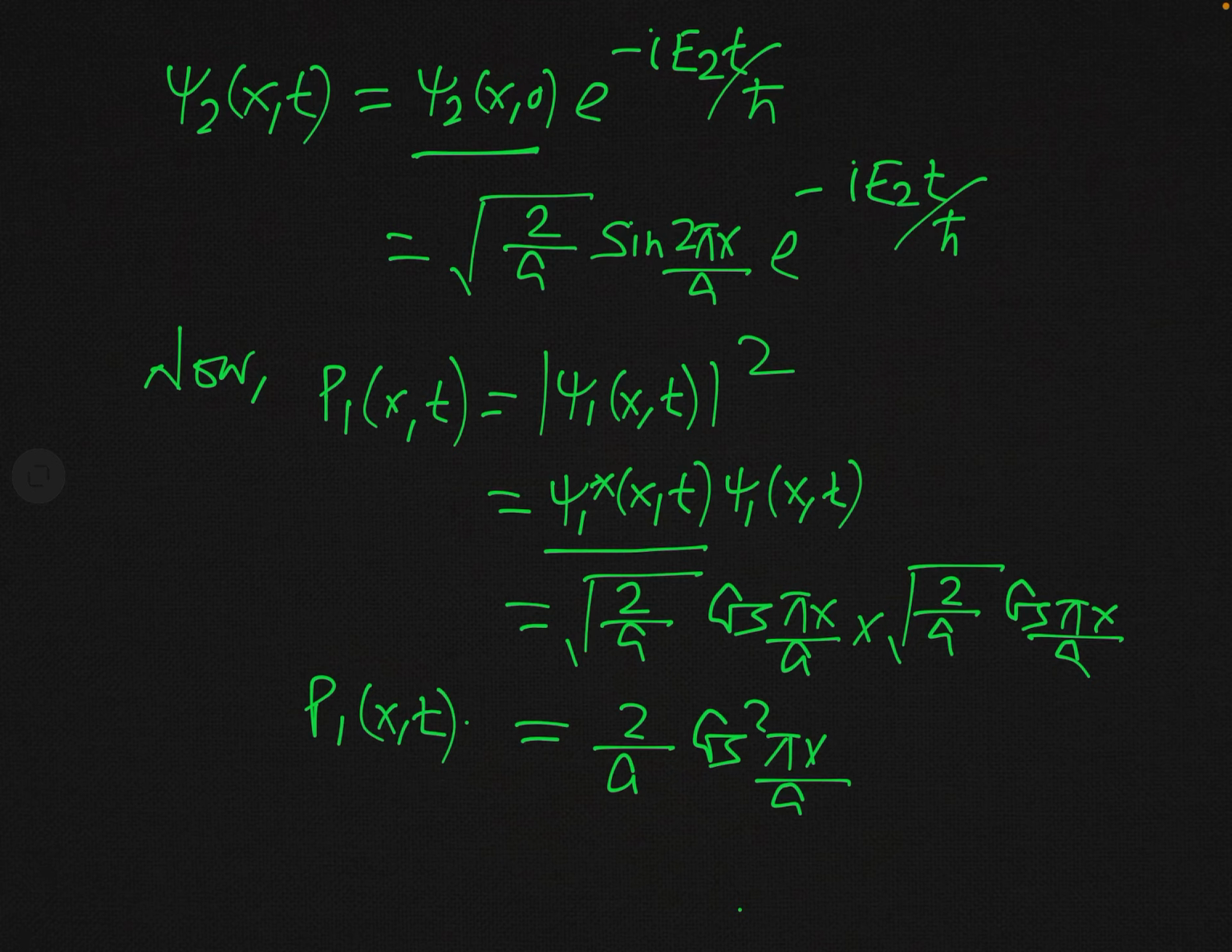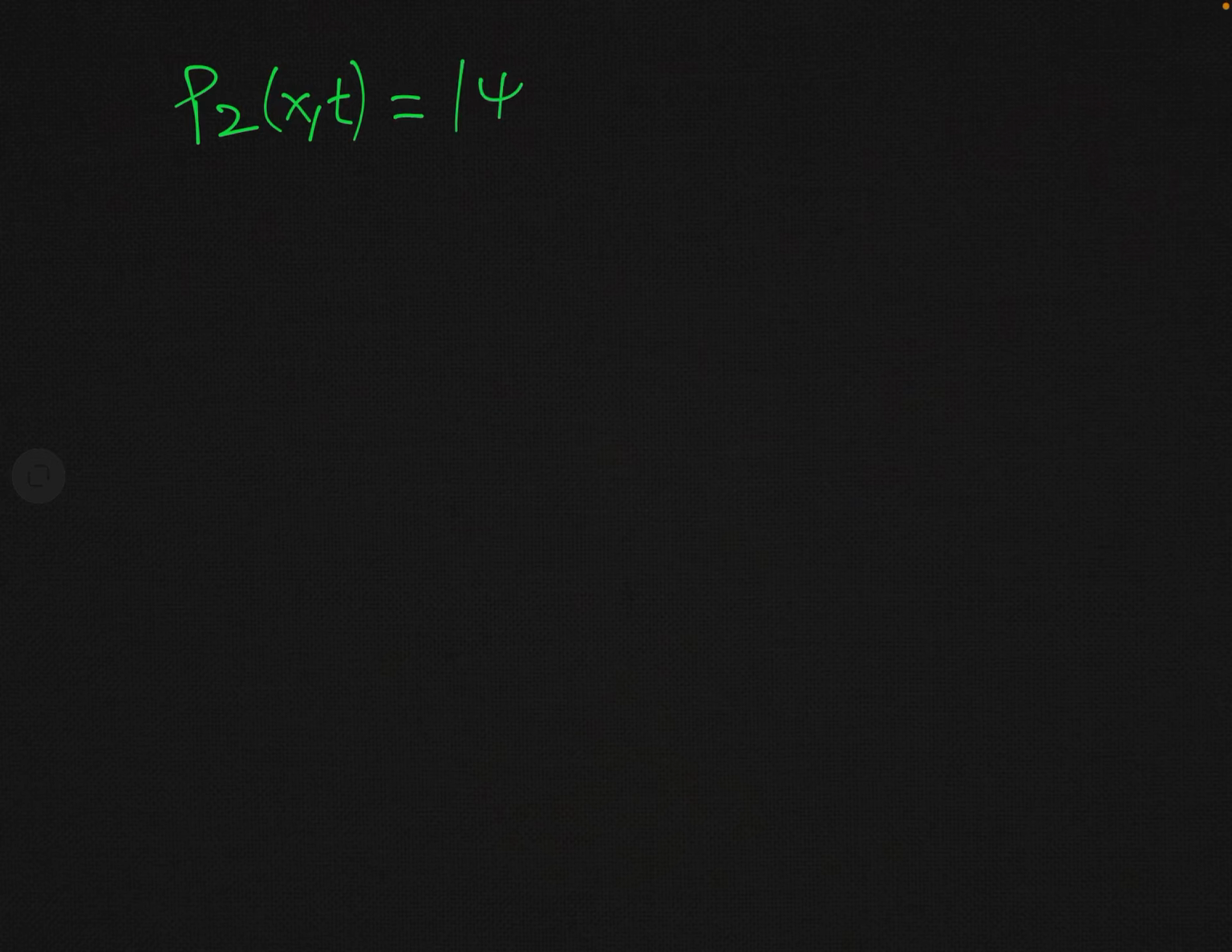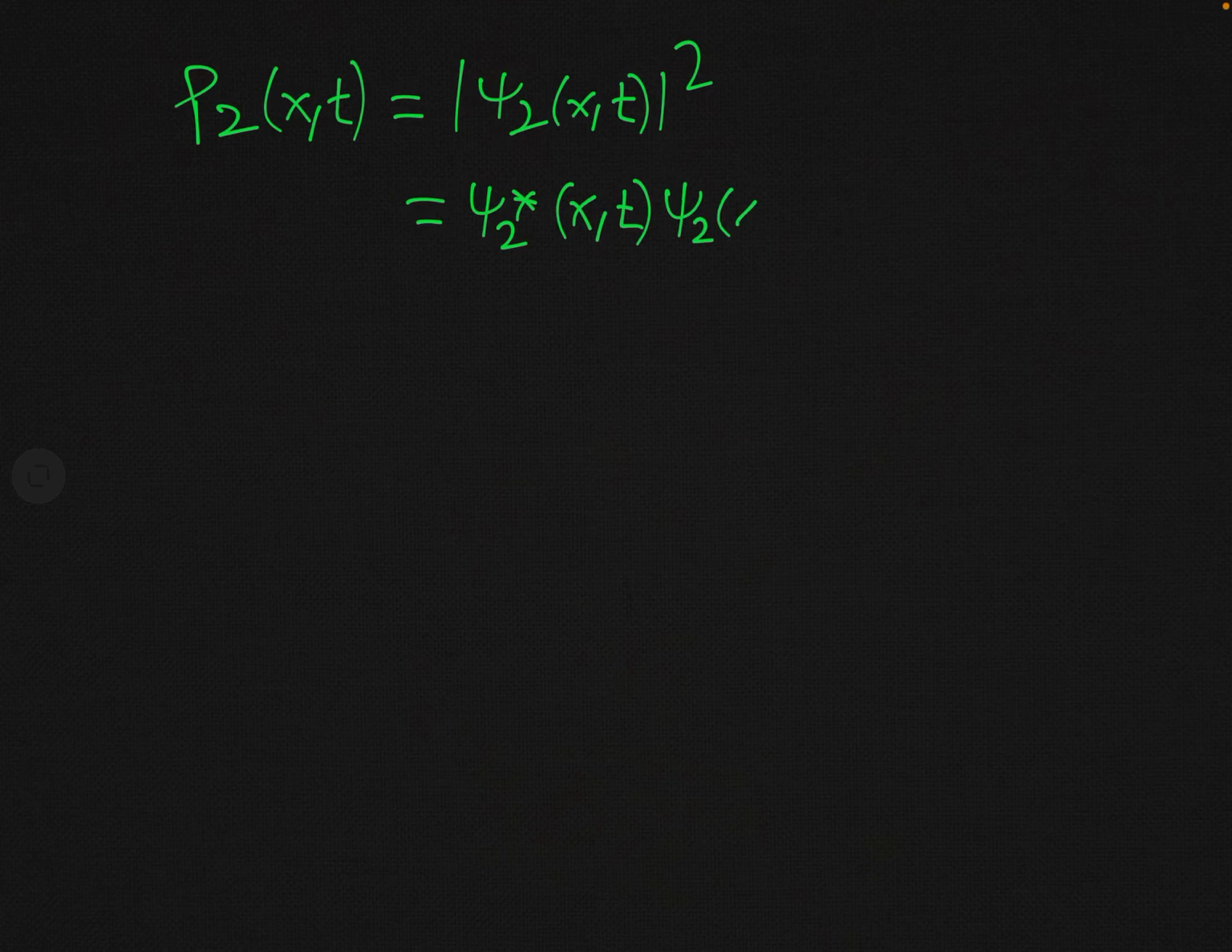Similarly, we can find the probability density p2 of x,t. So now let us calculate it. You know p2 of x,t will be what? This will be mod of psi2 of x,t square, and this is psi2 star of x,t times psi2 of x,t.